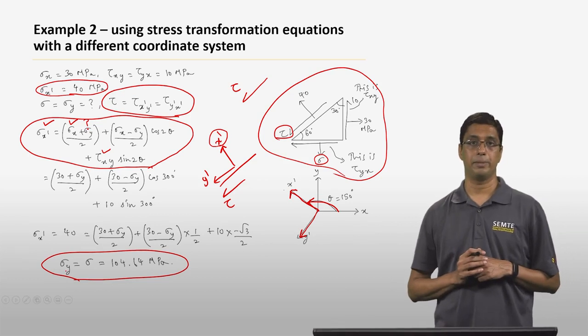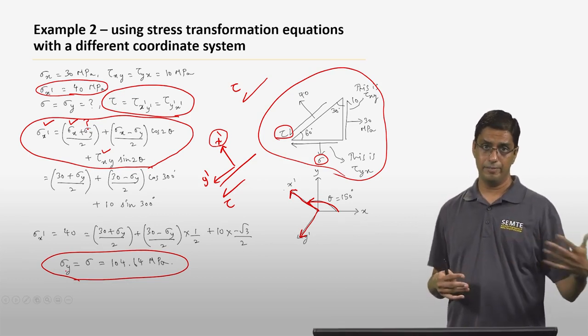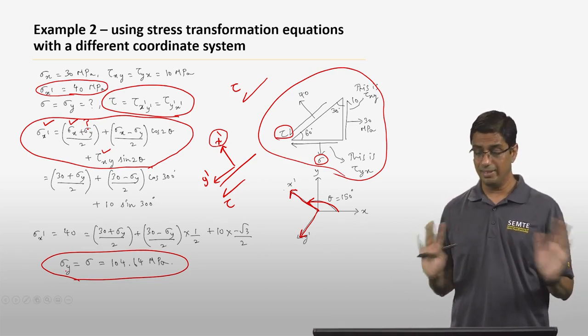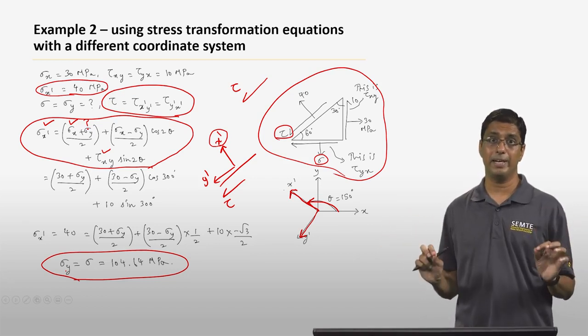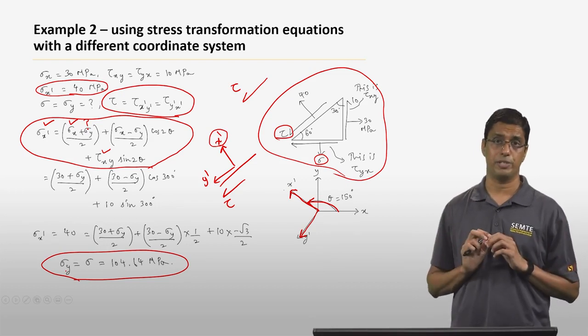is 104.64 MPa. This is the exact same value we got in the previous problem because the direction of y has not changed. Y is still pointing in the same direction. So sigma y should still be 104.64 MPa.